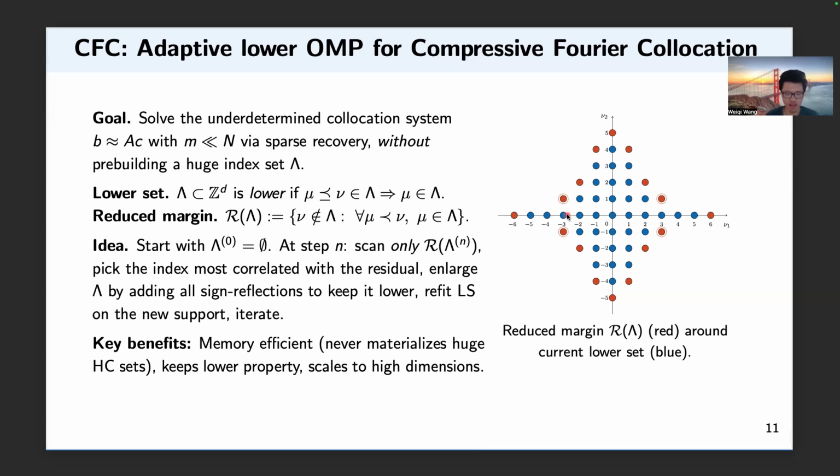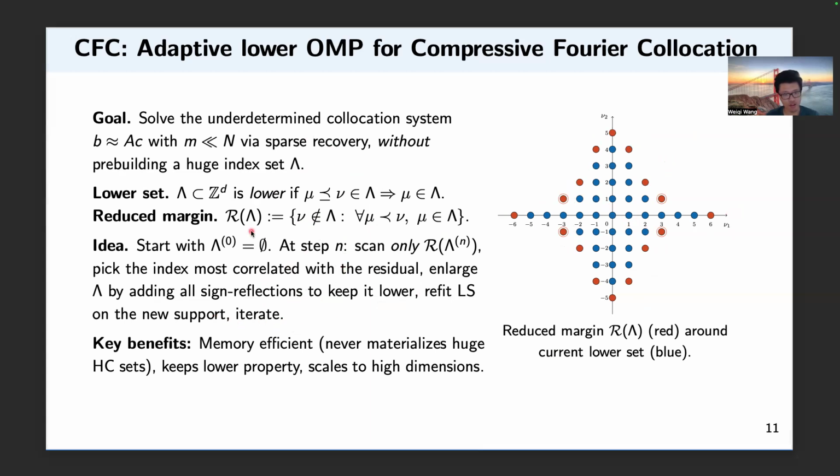So in 2D, everything under the red curve here must be in the set. The thin boundary of that shape, shown by the red dots, is the reduced margin, which is the boundary or edge of the lower set. So we only scan the boundary. We only scan the boundary for new candidates to add to our Fourier basis, I mean, for lambda.